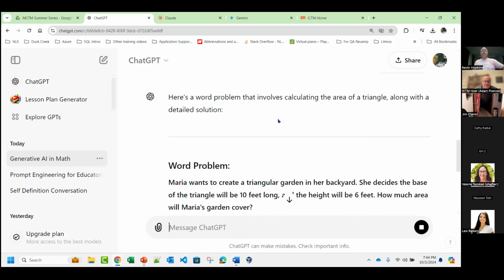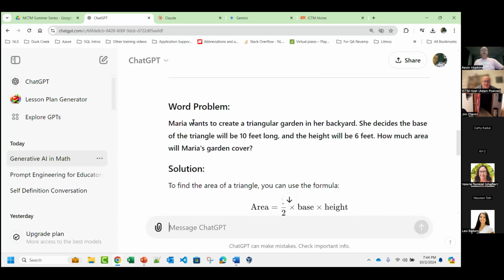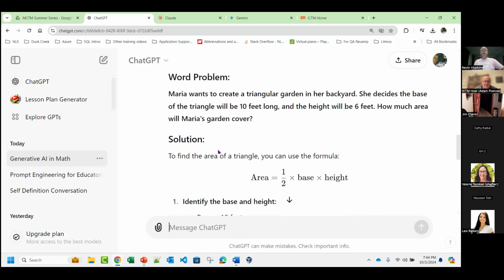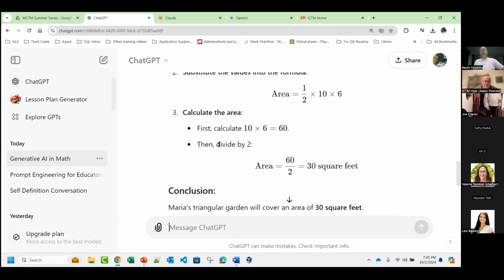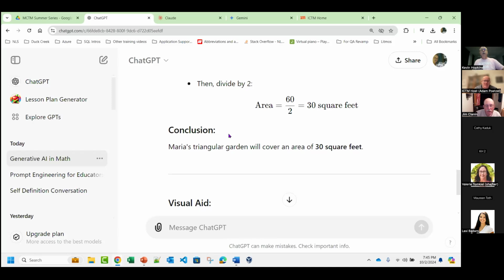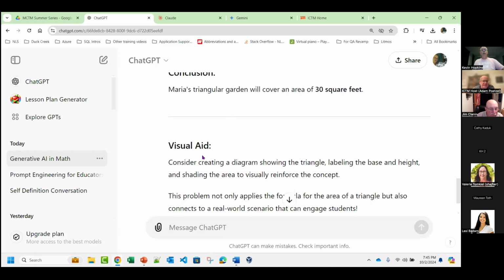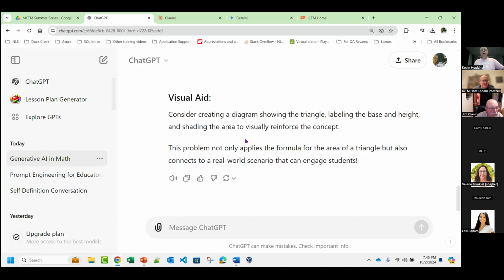So here's a word problem that involves calculating the area of a triangle along with a detailed solution. And so there's the problem. Here's the detailed solution. Now, might it be wrong? Yes, it might. So you definitely have to read it and make sure. It gives a visual aid. I don't think it'll create it. It might have created it had I not exceeded my limit of creation of images here.